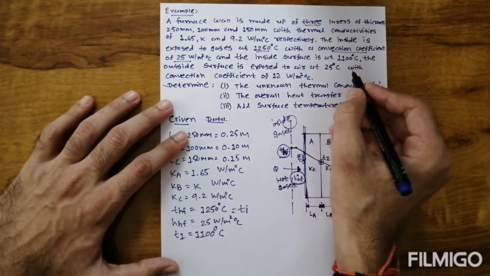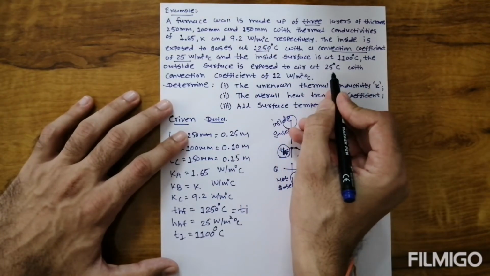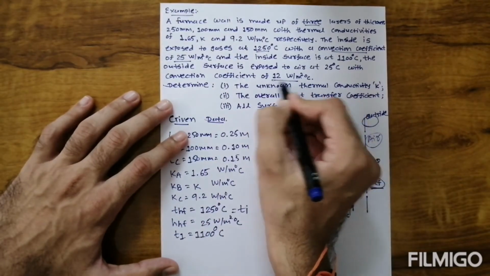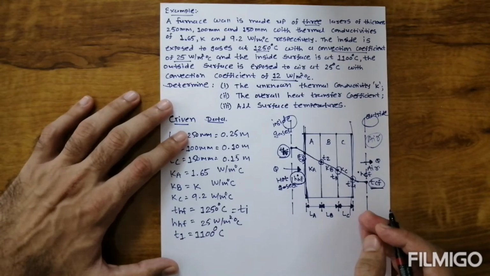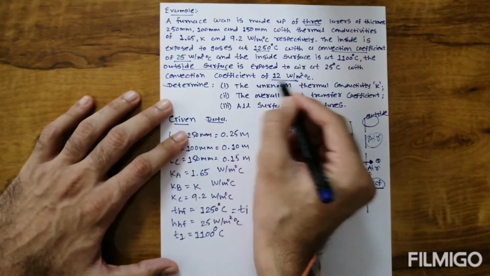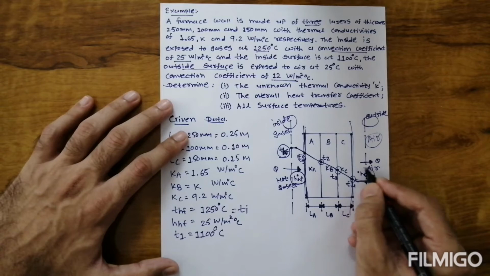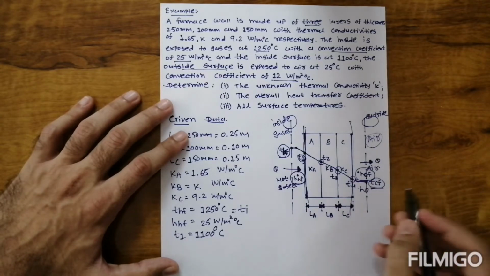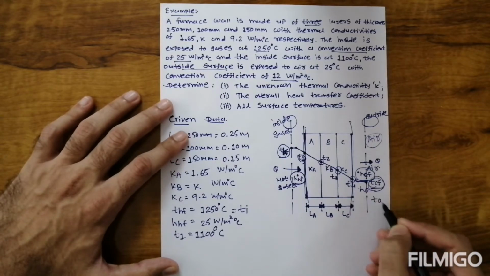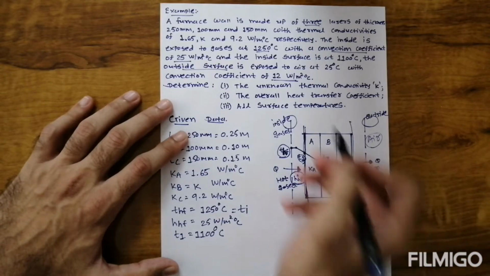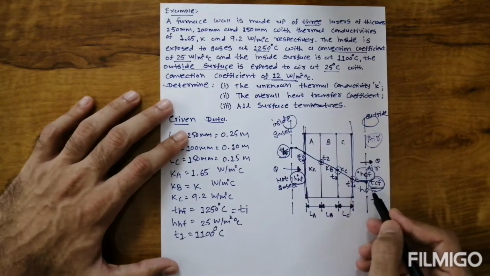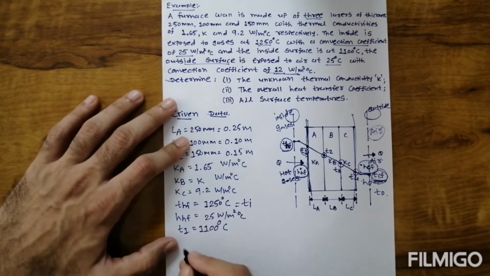Now read one more time: exposed to air at 25 degrees Celsius with a convection coefficient of 12. The convection coefficient means the outside surface convection coefficient is given. So we consider the outside convection coefficient as HCF, or we can say HO, but we consider HCF. Similarly, instead of TO we can also write TCF. So TO or TCF is how much? 25 degrees Celsius, because the outside heat transfer coefficient is given. Now TO or TCF is given.